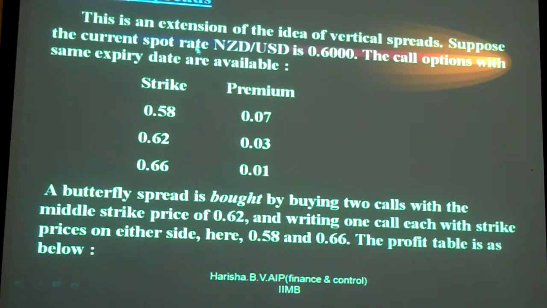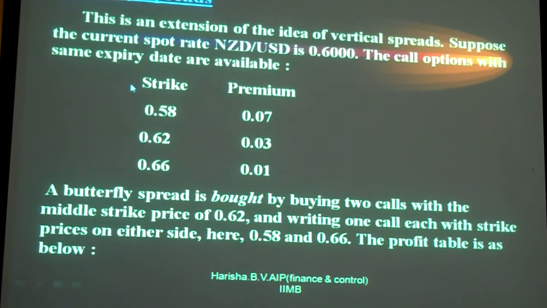Suppose the current spot rate of NZD to USD, New Zealand dollars to US dollars, is 0.60. The call options with the same expiry date are available. So let's say this is how the strike prices are: 0.58, 0.62, 0.66, with premiums 0.07, 0.03, 0.01 you need to pay. So what did you notice here in the strike price? Steadily increasing.